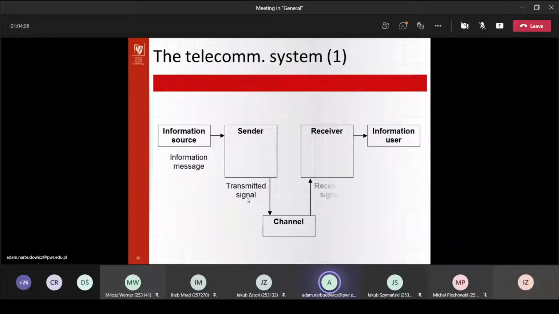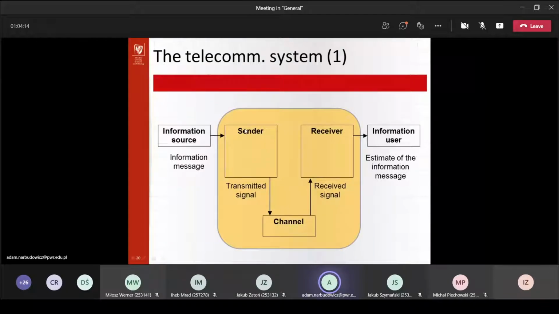Now, okay. Now, breaking down this area highlighted in yellow. So this is basically the part which we call the telecommunication system, right? So as I mentioned, we don't care how the information is generated.